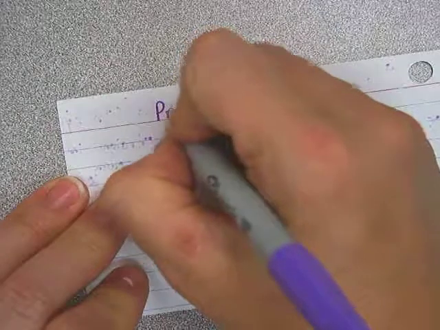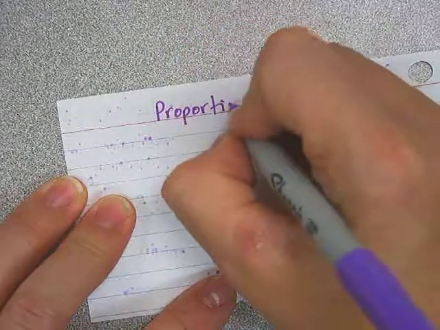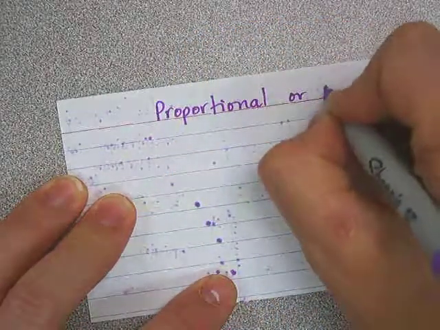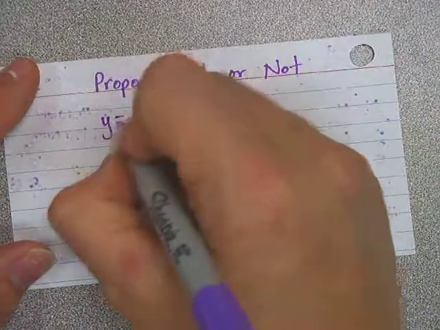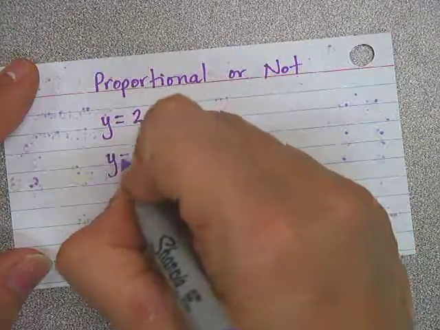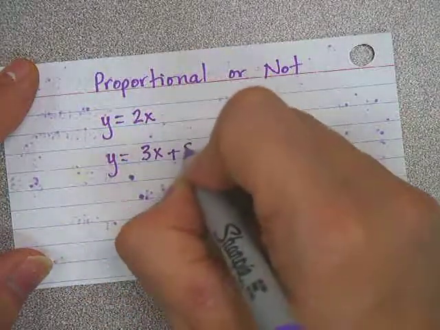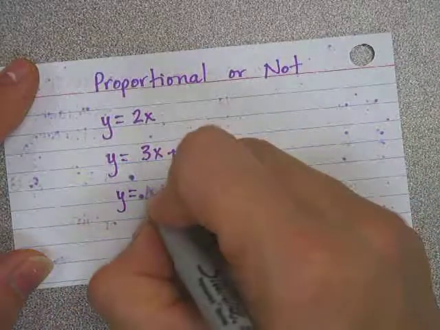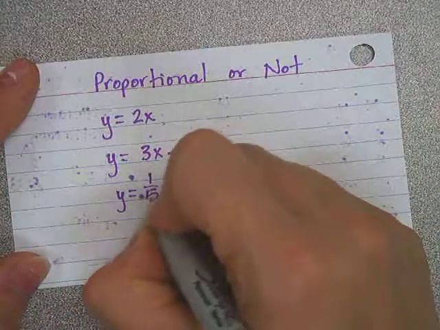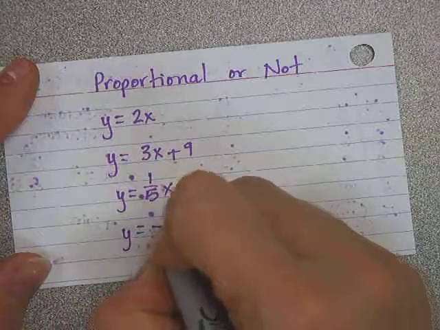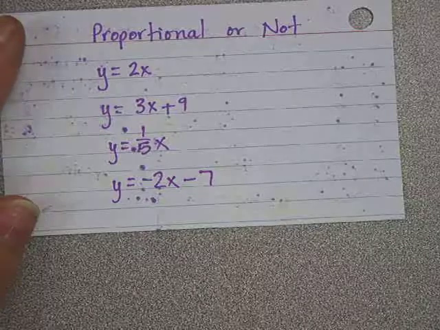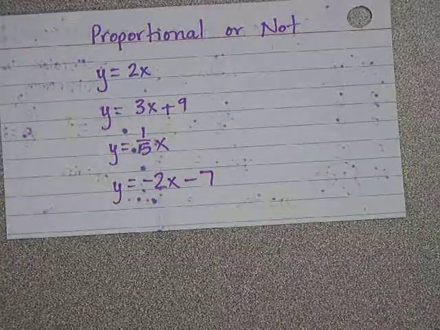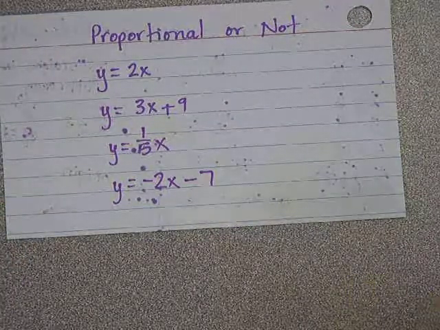Okay, so turn this card over. And one of the questions that you might see on the M step is it's going to say, identify which equations are proportional or not. So we're going to do y equals 2x, y equals 3x plus 9, y equals 1/5 x, and y equals negative 2x minus 7. So which ones are proportional?